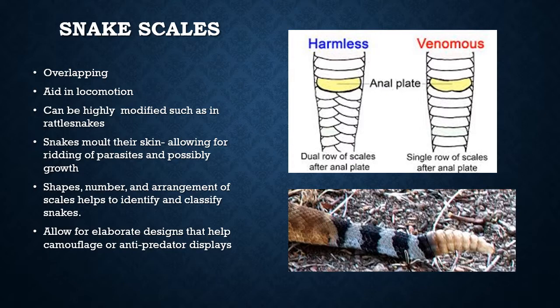And most of you know that snakes molt their skin, so they shed their skin on a periodic basis. And that might possibly be due to growth. That has been the common thought for a long time. However, scientists have noted that it doesn't always happen during growth periods. So it's not entirely clear as to why snakes molt.